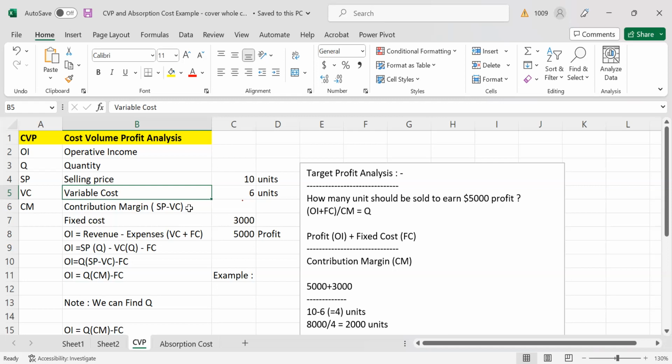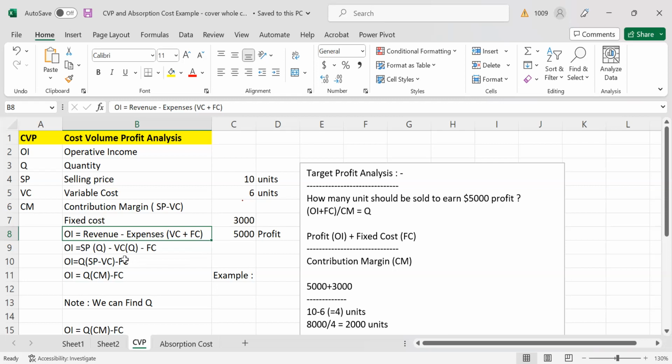If there is more sale, there are more expenses, meaning more variable cost, but the fixed cost will remain the same, so we are not considering that here. So the contribution margin will be SP minus VC. Fixed cost is 3000 here, and operating income is equal to revenue, which is also known as sale, minus expenses. Expenses are variable cost plus fixed cost. These are the two kinds of expenses that we see in manufacturing units.